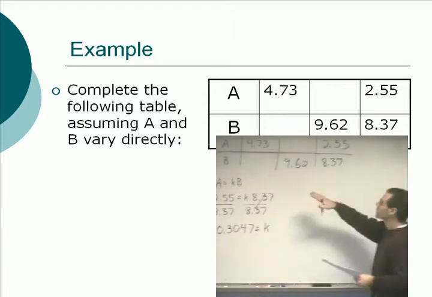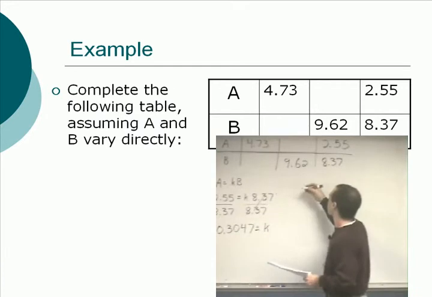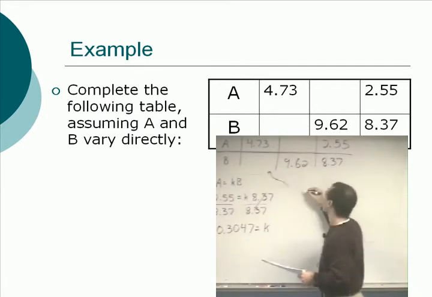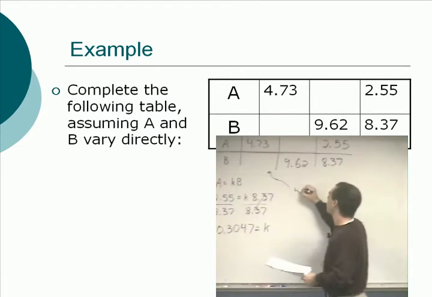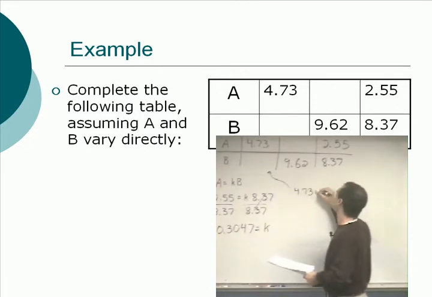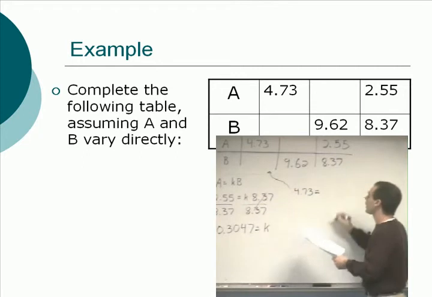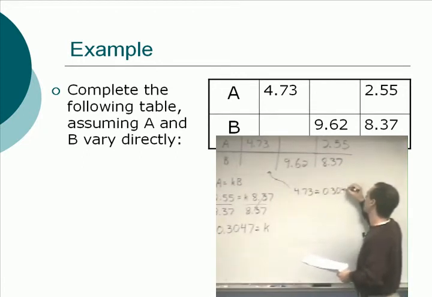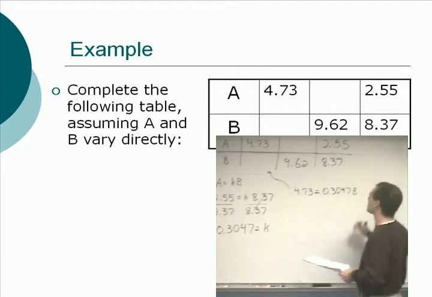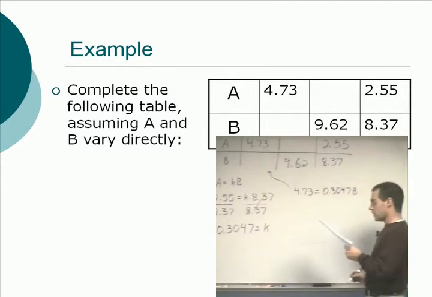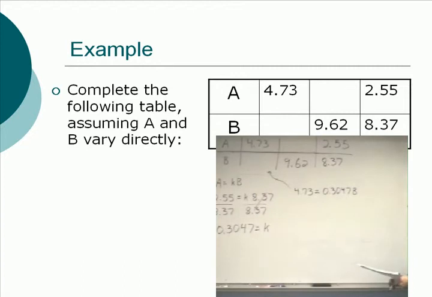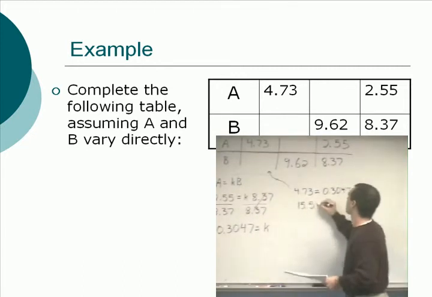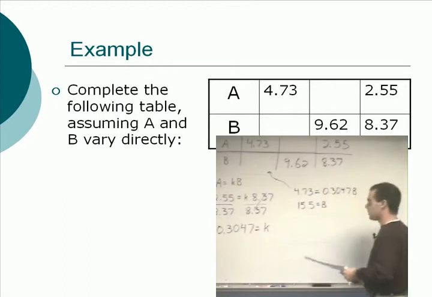Okay, well, to solve this first column over here, A is equal to K times B, so we can say our A value of 4.73 is equal to our K value, which is 0.3047, times B. And if you do that, B will turn out to be 15.5.